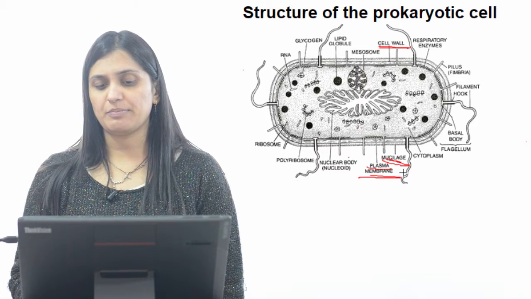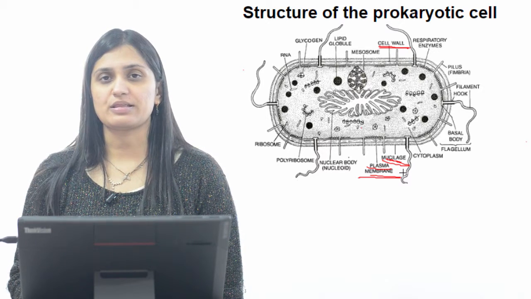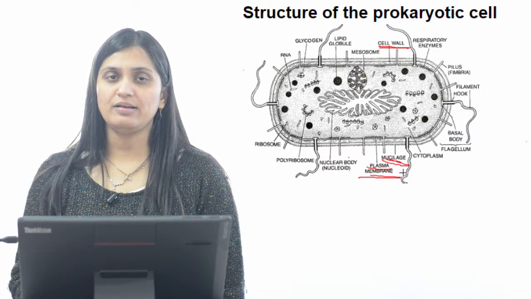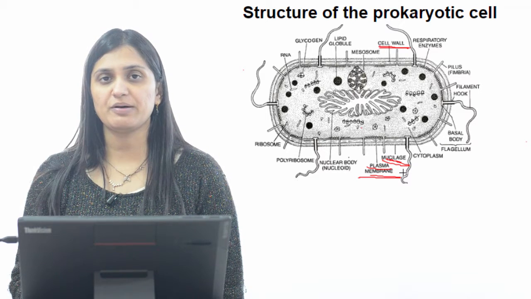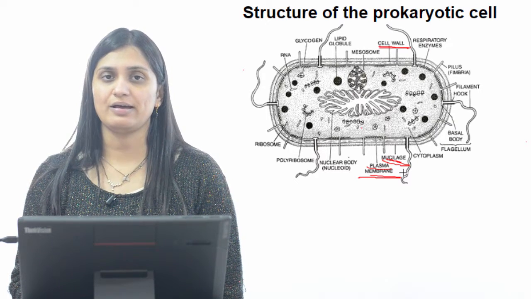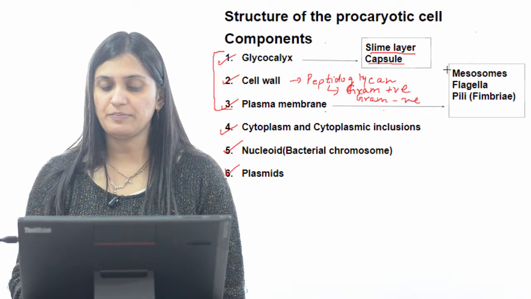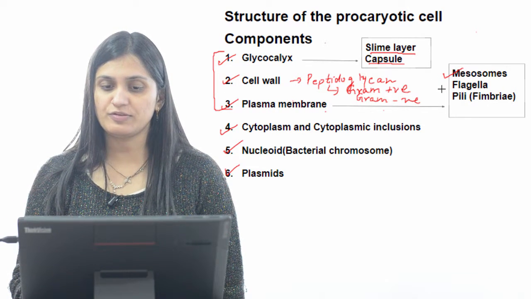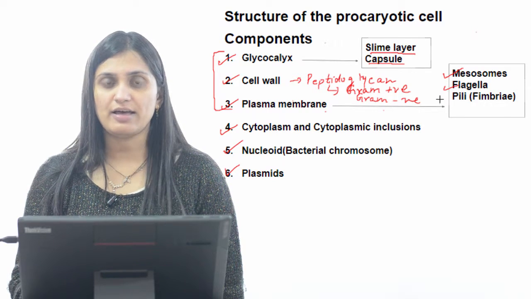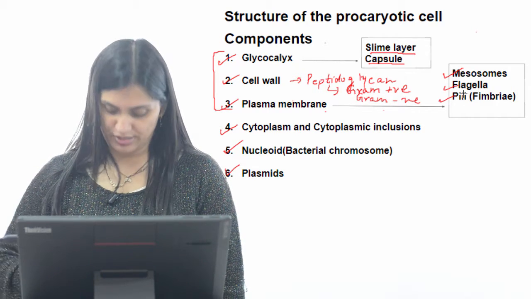The plasma membrane allows certain substances to enter and exit the cell. It is basically semi-permeable in nature, thin and elastic. Now there are many structures which are associated with the plasma membrane. The first one is the mesosomes, the second one is the flagella, and then we have pili or fimbriae.